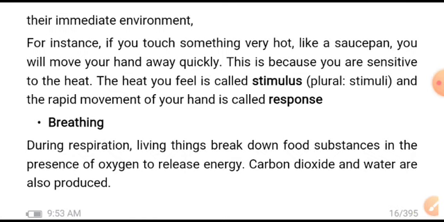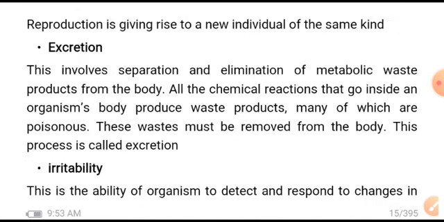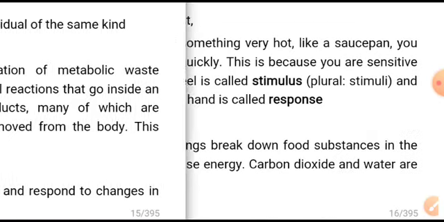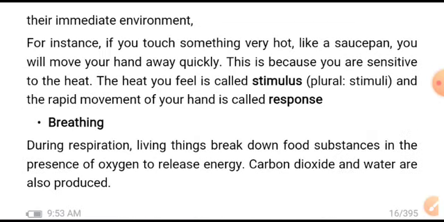So the system directly uses a stimulus as the thing that is likely to cause the response. So this is the process of irritability. And breathing is another example, or another characteristic, of human beings or living beings.